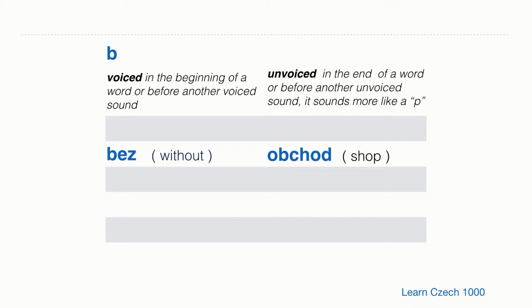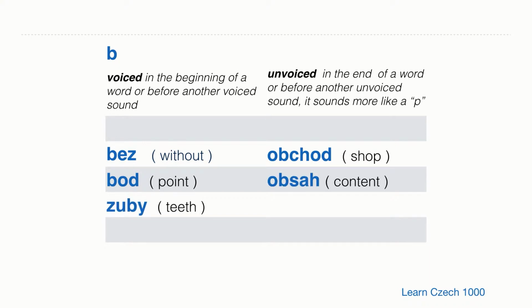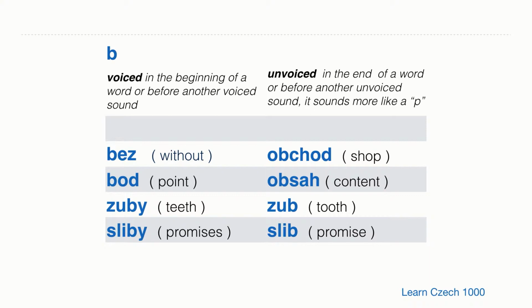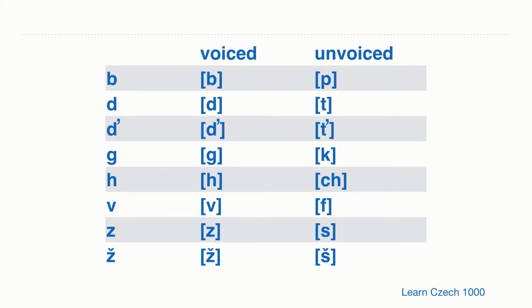So let's read a few example words for the letter B. Bez, obchod, bod, obsah, zuby, zub, sliby, slip. The two-way pronunciation, it means voiced and unvoiced, is basically valid for 8 letters: B, D, Ď, G, H, V, Z and Ž.